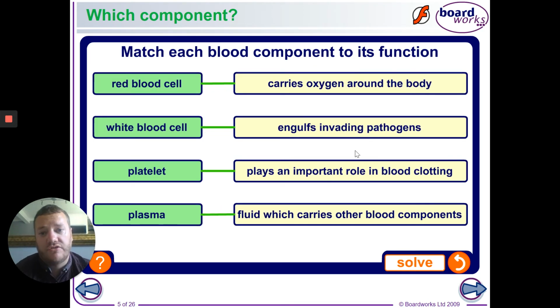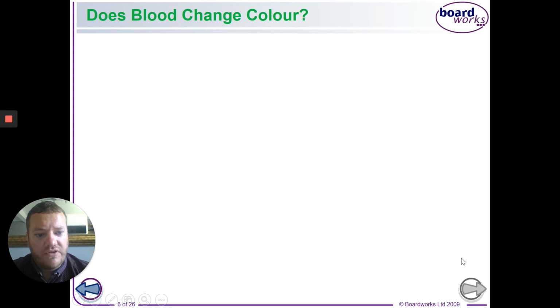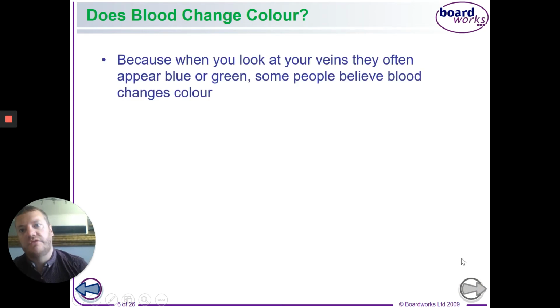So the red blood cells, like I told you, carry oxygen. The white blood cells engulf invading pathogens and are involved in the immune response. Platelets are involved in blood clotting, and plasma carries all the blood components and, as I mentioned, carbon dioxide and waste products like urea, etc.